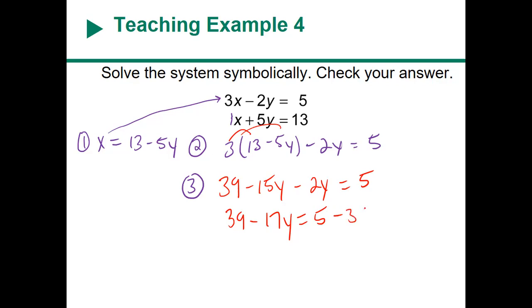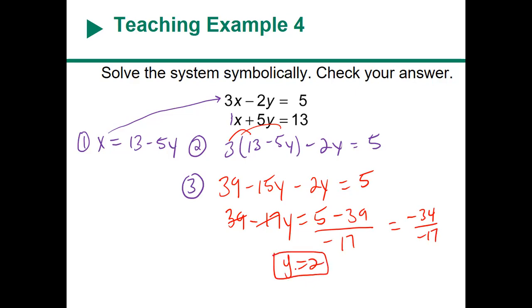Subtract 39. And divide by -17. So I'm subtracting 39 and dividing by -17. That gives me -34 divided by -17. And it is 2. So y equals 2.